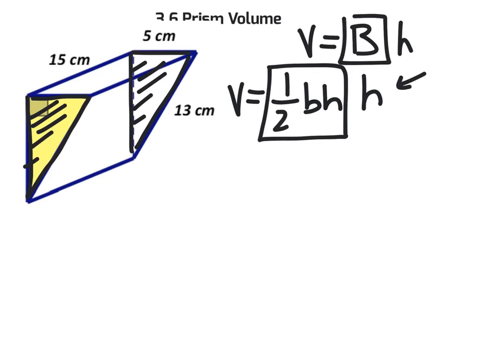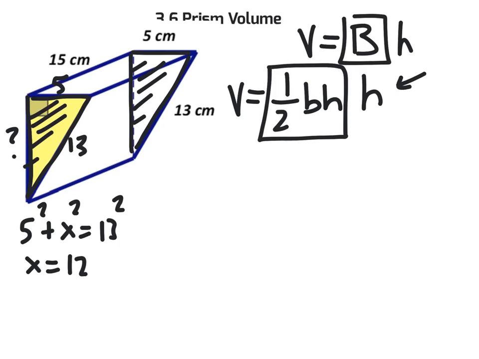One thing I did notice, and they love doing this, is that this is a 5, this is a 13. I'm missing this length. And if by now you haven't learned that 5 squared plus 12 squared equals 13 squared, you need to memorize that relationship. So let's start plugging in numbers.